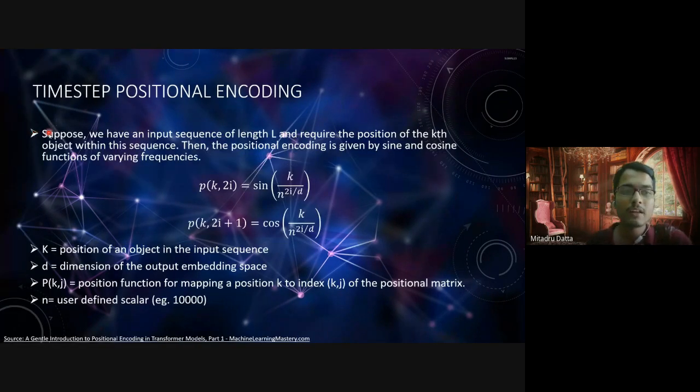So how to do that? Suppose we have an input sequence of length L and require the position of the kth object within this sequence. Then the positional encoding would be given by sine and cosine functions of varying frequencies. Here k is the position of the object in the input sequence and d is the dimension of the embedding space. So we take this formula for granted.